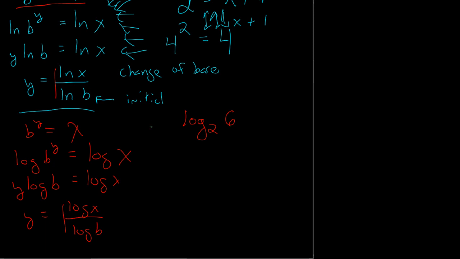The change of base formula says I can take ln of 6 and divide it by ln of 2. So I want to do that on my calculator right now. Ln of 6 divided by ln of 2. I get 2.584962501. I like that. That's usable.